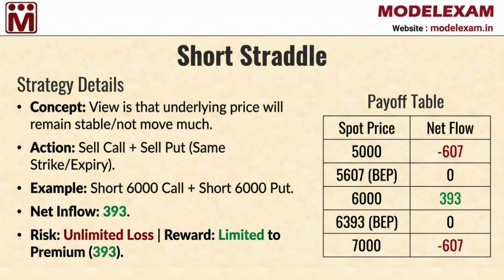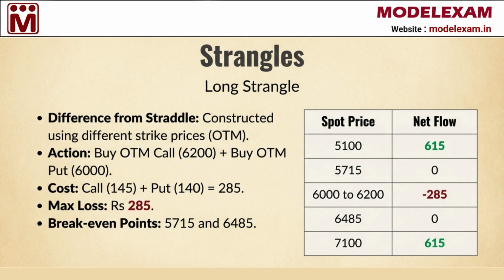If the price swings to 5,000 or 7,000, you would face a loss of 607. This strategy requires a very calm market to be successful. Now, let us discuss strangles, which are similar to straddles but use different strike prices. Specifically, a long strangle is built using out-of-the-money options, which makes it cheaper to set up.